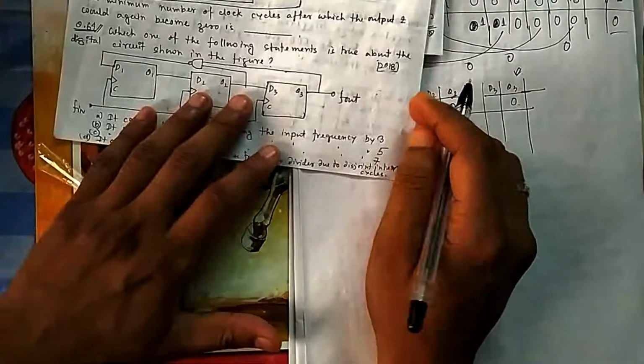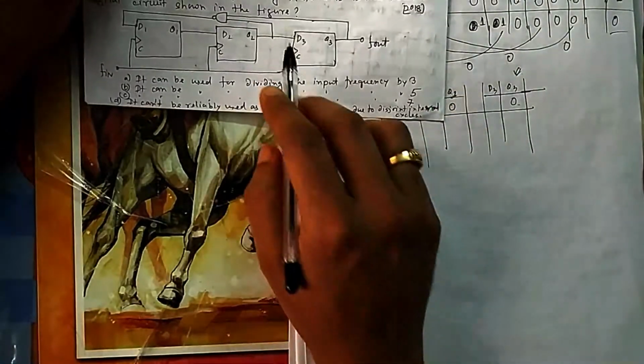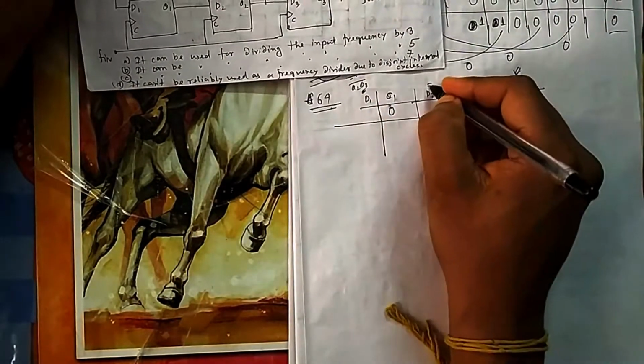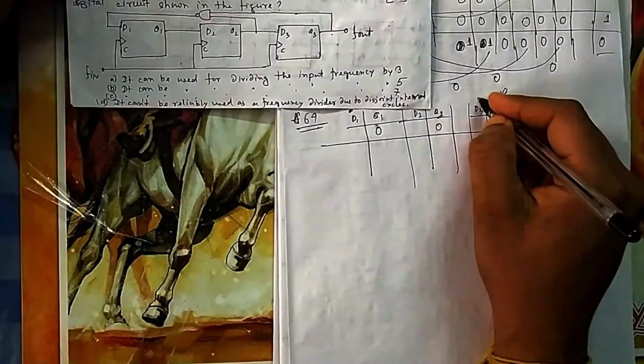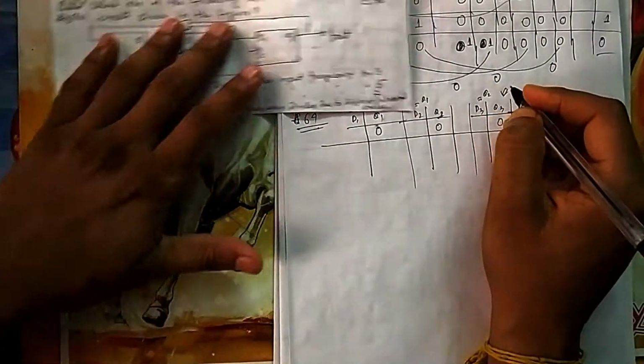Now what is D1? You have to be careful. D1 is the Q2 Q3 product, then bar. What is D2? D2 is nothing but Q1. Then what is D3? D3 is nothing but Q2. So you have to be careful about this.